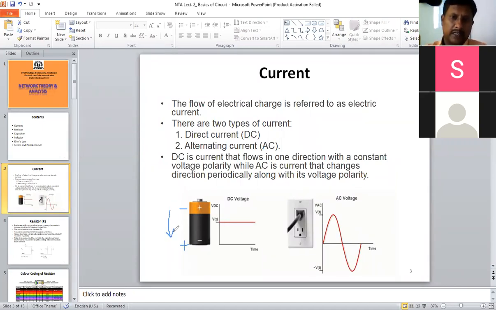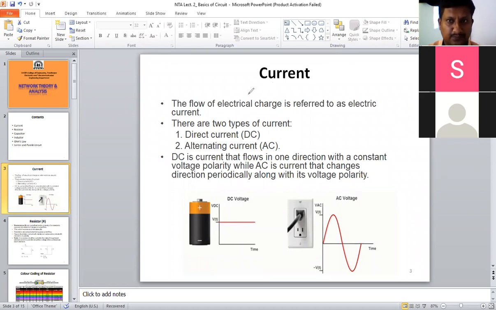So at one time, the current will flow in only one direction with a constant polarity, whereas the alternating current has both values, positive as well as negative. It itself changes the value and it flows in the positive direction as well as the negative direction. In both directions, periodically it flows. Okay. Now this is about the current, its definition, its types.